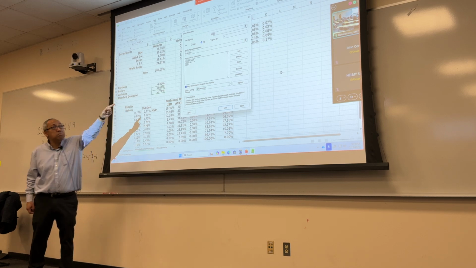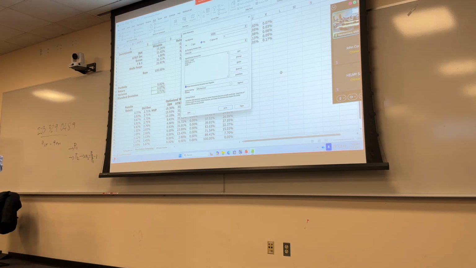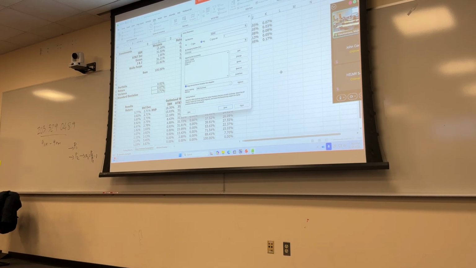And then you choose min for minimization. The next choice is what variable cells should be changed. In other words, what are the unknown variables in this problem? Well, it's the portfolio weights. We're looking for the portfolio weights. They are from C2 to C6. So that's the problem: we want to minimize the variance cell by changing the weights.